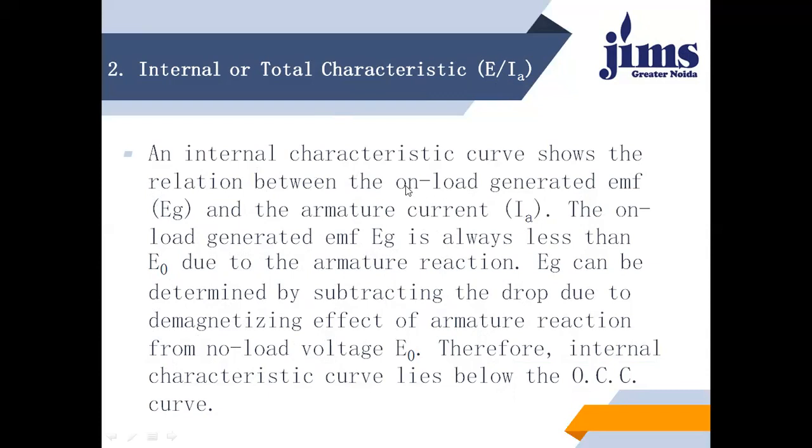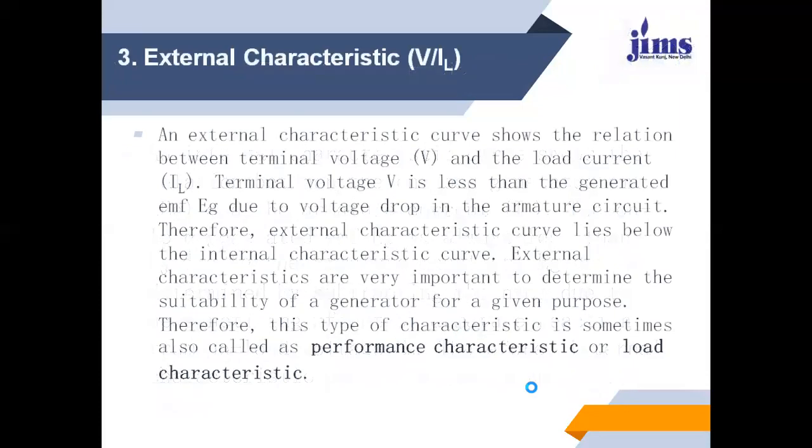Over there we have the no load generated EMF. Now we have the on load generated EMF with the armature current. The on load generated EMF is always less than E naught. Due to the armature reaction, Eg can be determined by subtracting the drop due to the demagnetizing effect of armature reaction from the no load voltage E naught. Therefore, the external characteristic curve lies below the OCC curve.